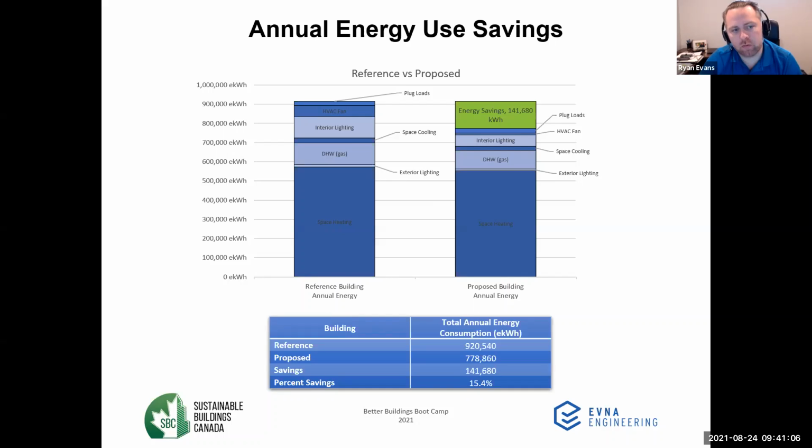So here we have our reference showing that we're around 129,000 equivalent kilowatt hours, and our proposed building was sitting at around 778. And again, this was a new construction, so a graph from one of our new construction projects. So we're showing a savings around 141,680 kilowatt hours, and that's a percent savings of about 15.4%. So this would be great for a sustainable buildings project. If it was going for a Savings by Design incentive with Enbridge, as an example, this would meet the minimum threshold requirement, which is 15% better than code.